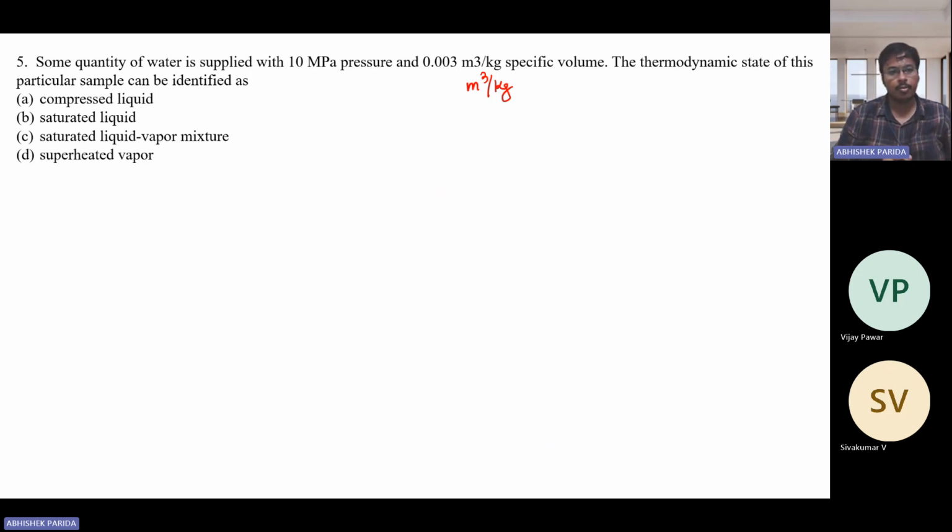I'm giving you a few more minutes. Try to solve this question. These are all fundamental questions, so solving these questions will really help you to understand the subject.